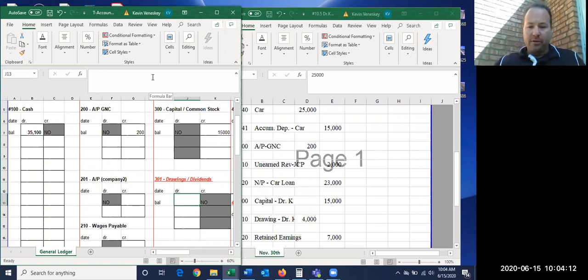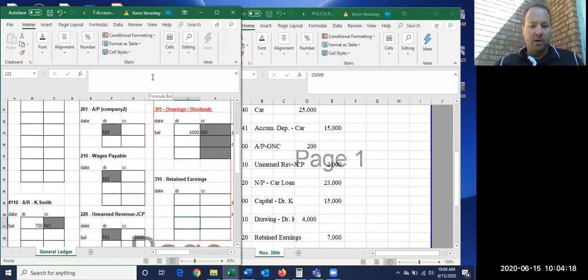So we've got the capital in there. Our drawing is 4,000. That's how much the owner, Dr. K, has taken out so far. Then we have an opening retained earnings balance of $7,000.